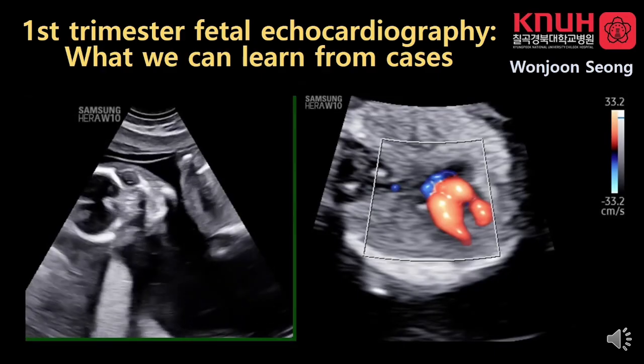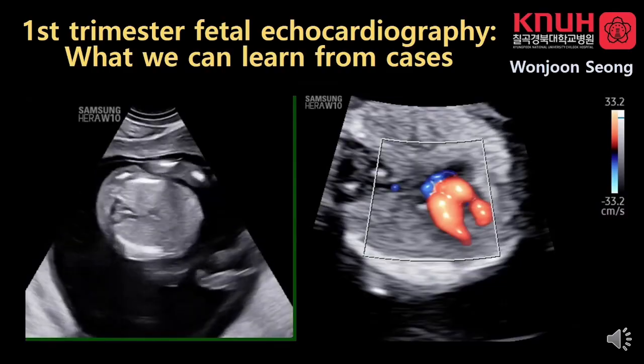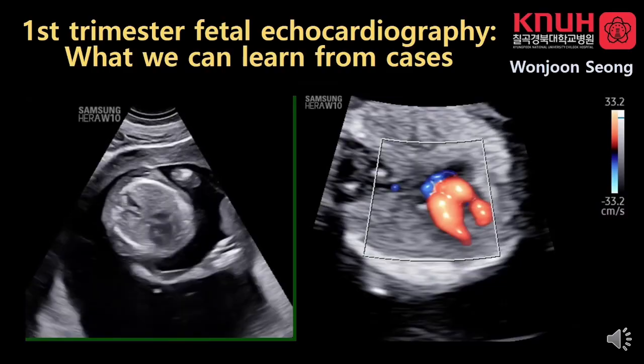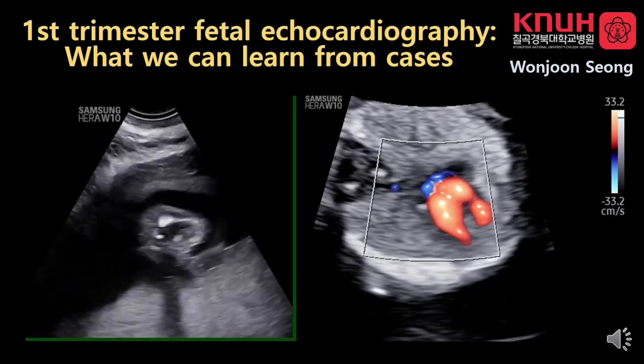Can you figure out the gestational age of this fetus? This is a transvaginal ultrasound of 13 weeks. The fetus is much bigger than you usually think.